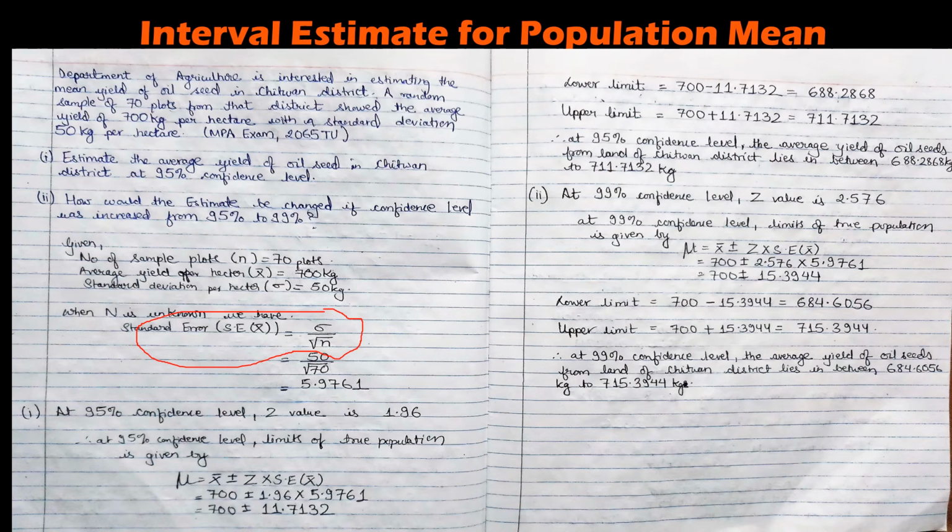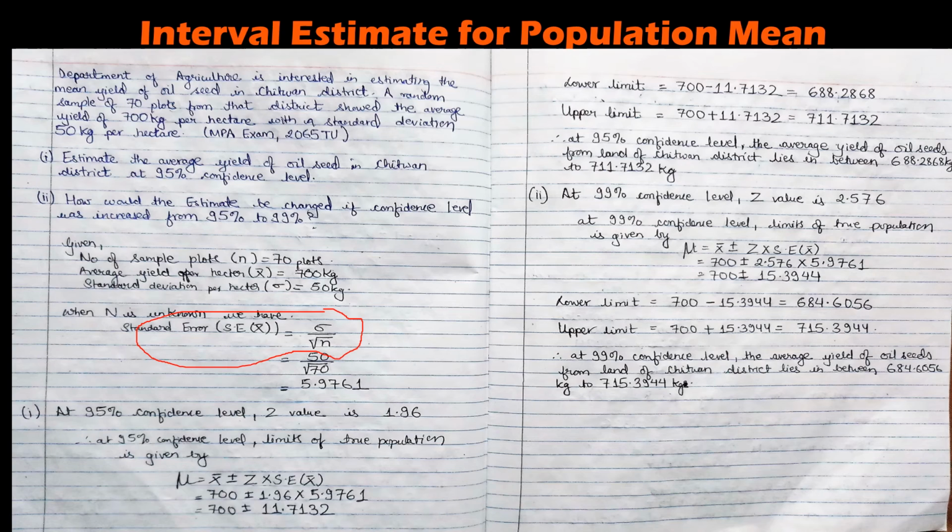So therefore, at 95% confidence level, the average yield of oilseeds from land of Chitwan district lies in between 688.2868 kg to 711.7132 kg. Hope you got this. So again, we were also asked to find the confidence level of 99%.